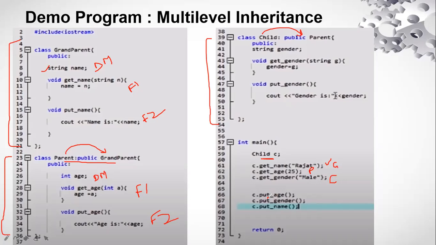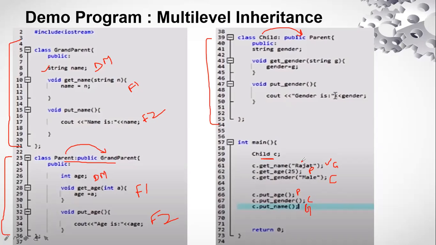Same way I'm going to print it. So I'm going to call the functions c put age, c put gender and c put name. Again c put age is from the parent class, gender is from the child class and name is from the grandparent class. All these can be accessed from this class. Why? How can we access all these functions though we have only the object of the child class, C? We can access them because we are inheriting all these classes as parent classes, and this is multi-level, right?